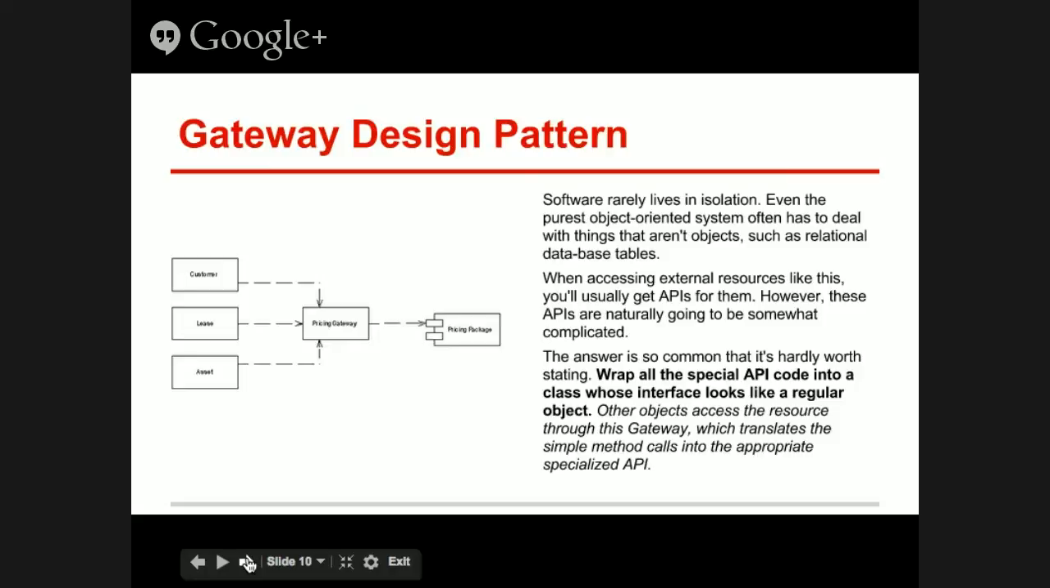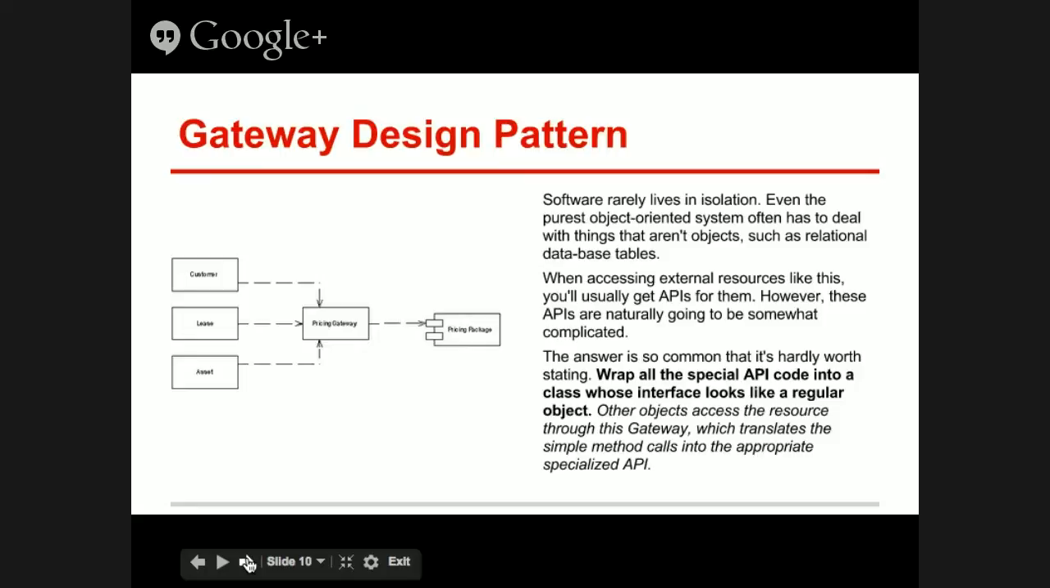Wrap all this special API code into a class whose interface looks like a regular object. Other objects access the resource through this gateway, which translates simple method calls into the appropriate specialized API. See, these are meant to wrap the boundaries of your application where you're going to interface with an external system.